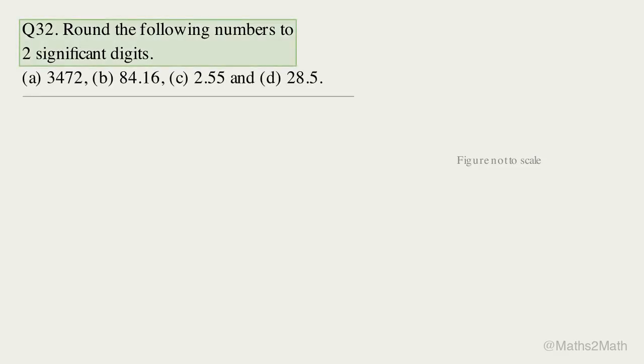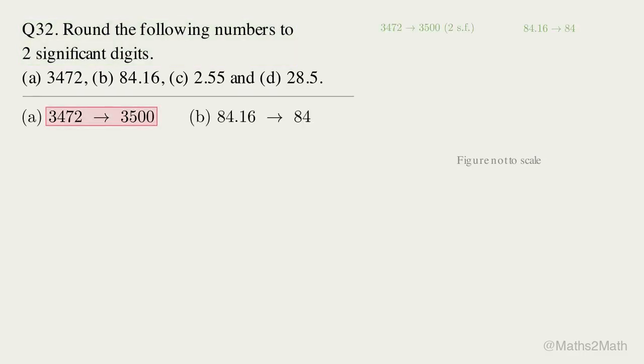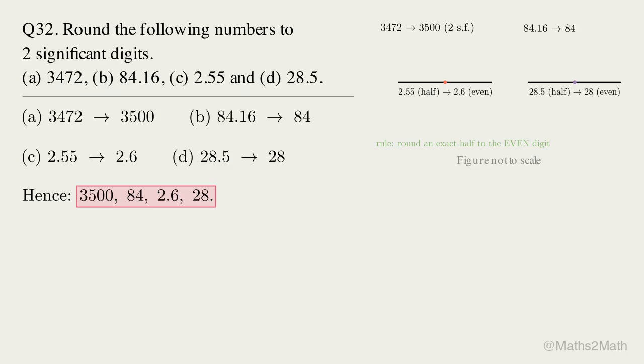Question 32. Round to 2 significant digits. 3,472, 84.16, 2.55, and 28.5. What does this mean? Keep 2 digits. Exact halves round to the even digit. 3,472. The third digit 7 rounds the 4 up. 3,500. And 84.16 becomes 84. 2.55 is an exact half. Round to the even digit, 2.6. And 28.5, also a half, rounds to the even, 28. Hence, 3,500, 84, 2.6, and 28.